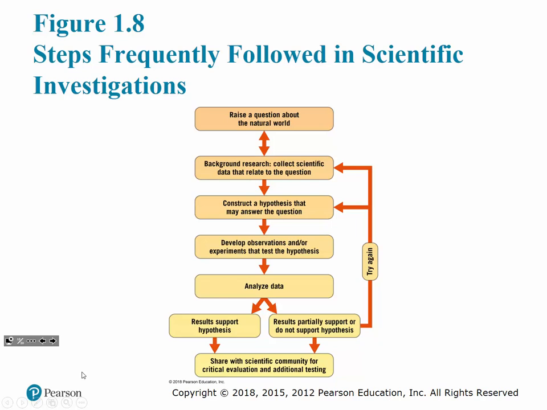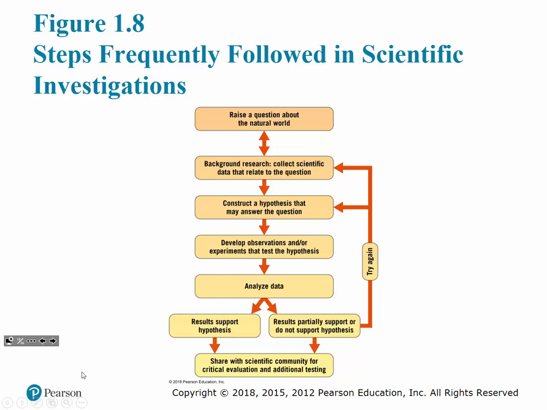Okay. So this goes over some of the steps in the scientific method or scientific investigation that a scientist would follow. Okay. Raise a question about the natural world. You do research. You collect scientific data. You construct a hypothesis that will answer the question, and then eventually develop observations and experiments that further test the hypothesis and analyze the data.